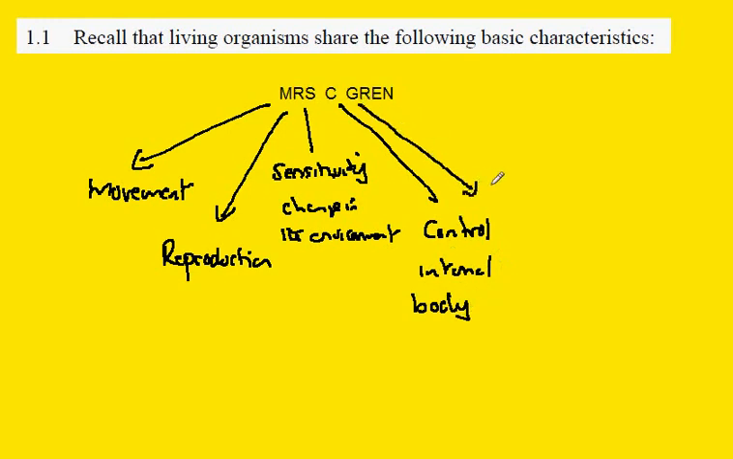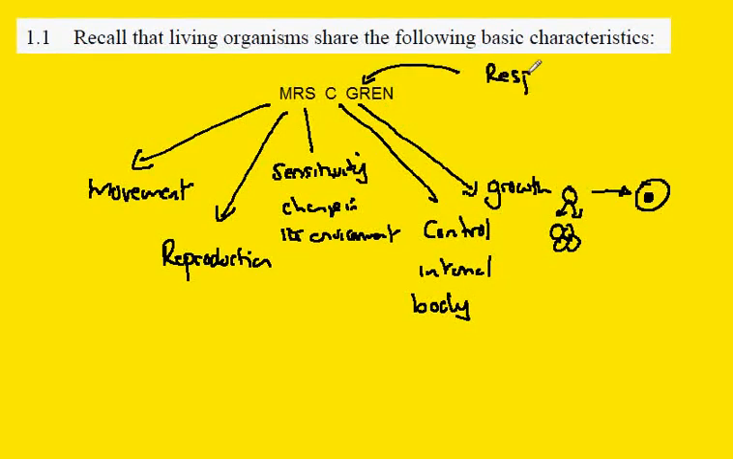G stands for growth. Living things grow. This can include cells dividing and sticking together, so the number of cells increasing as growth, or it could mean that the cell simply gets larger. R is respiration. The release of energy from food molecules.